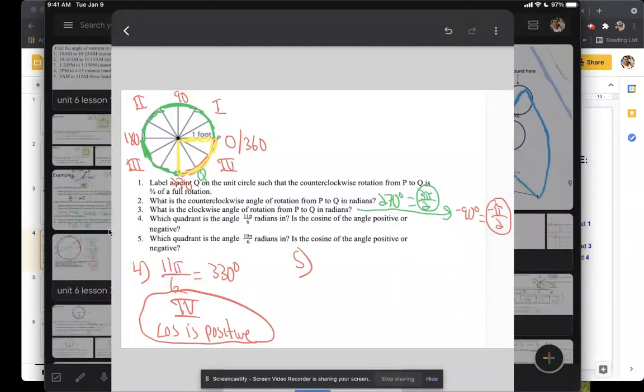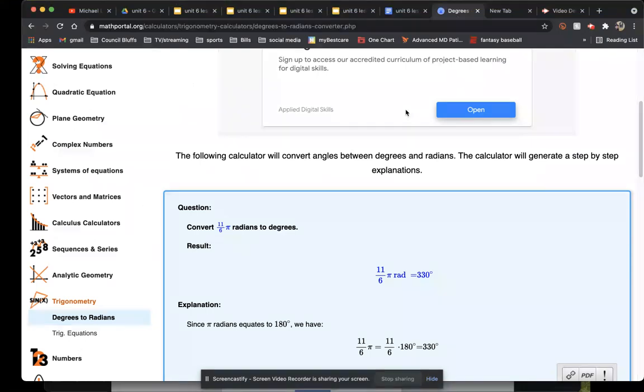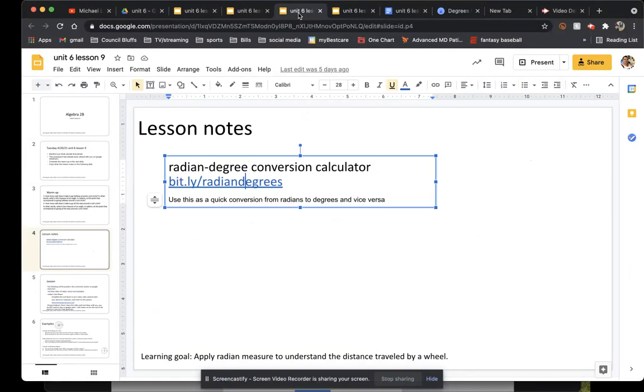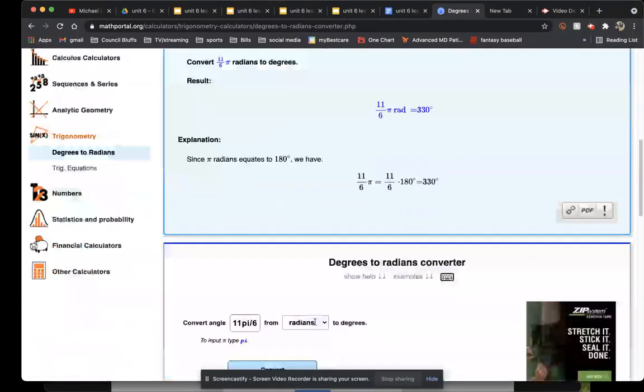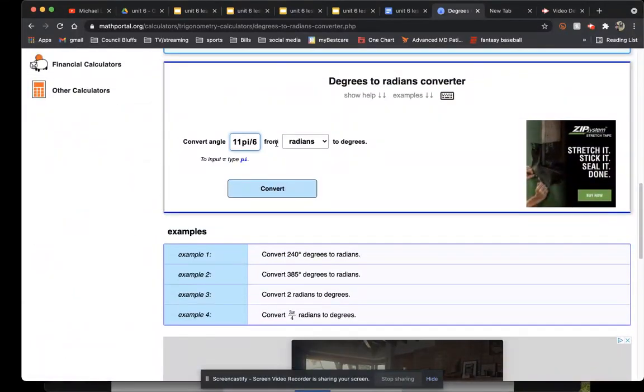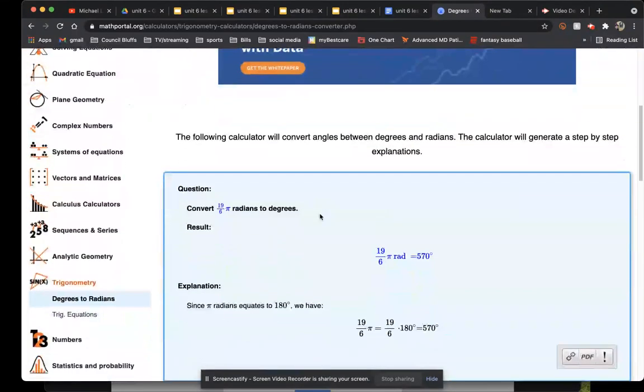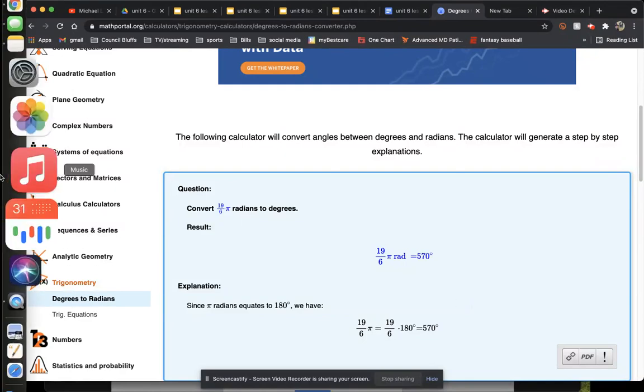Number 5, we're basically going to do this exact same thing. I'm going to take 19 pi over 6 radians and convert that to degrees. Let me go to my calculator here. Again, just a reminder, if you need the calculator, there's a link to the calculator in lesson 9 lesson notes. Now we wanted to convert 19 pi over 6 from radians to degrees, and we get 570 degrees.